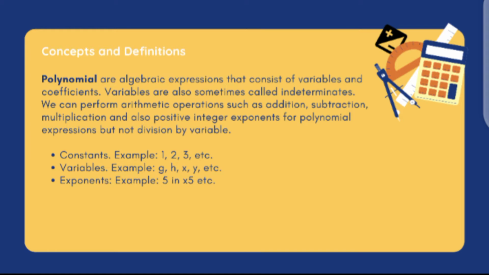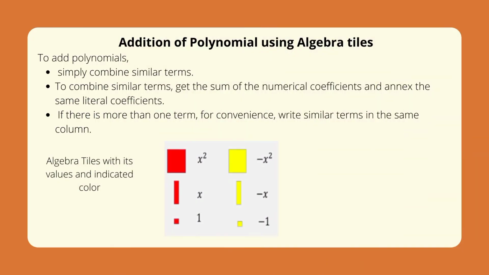Now, let us know what addition of polynomials is. To add polynomials, we simply combine similar terms. To combine similar terms, we get the sum of the numerical coefficients and annex the same literal coefficients. If there is more than one term, for convenience, write similar terms in the same column.